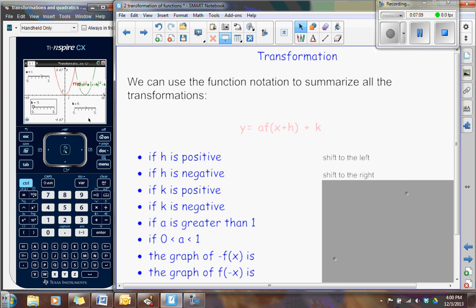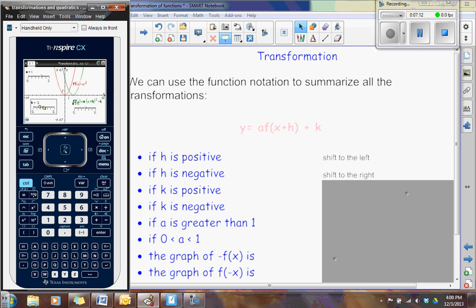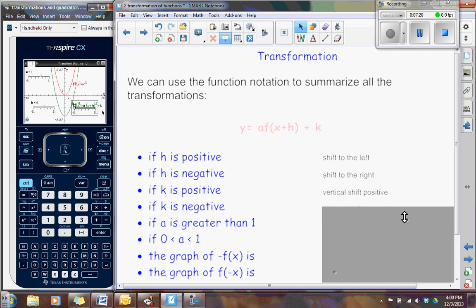If k is positive, so make h 0 again. If k is positive, just like you would expect, it's going to move our function up. If k is negative, our function is going to be moved down. So vertical shift positive, vertical shift negative.